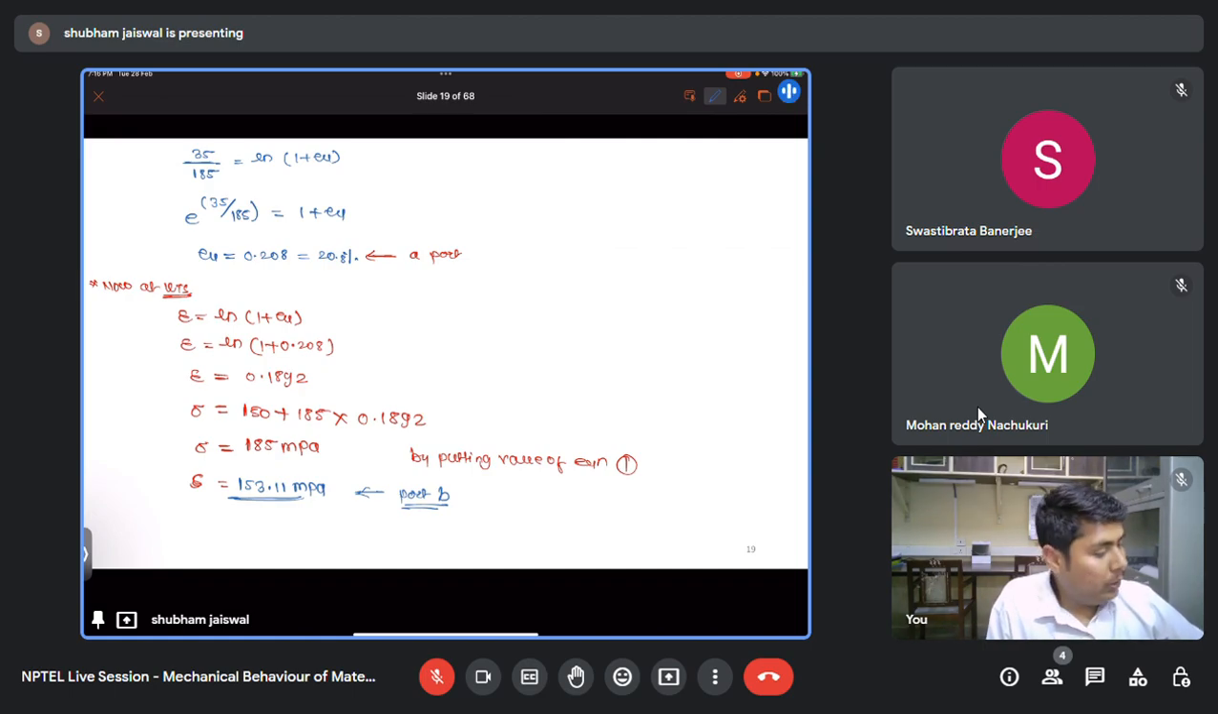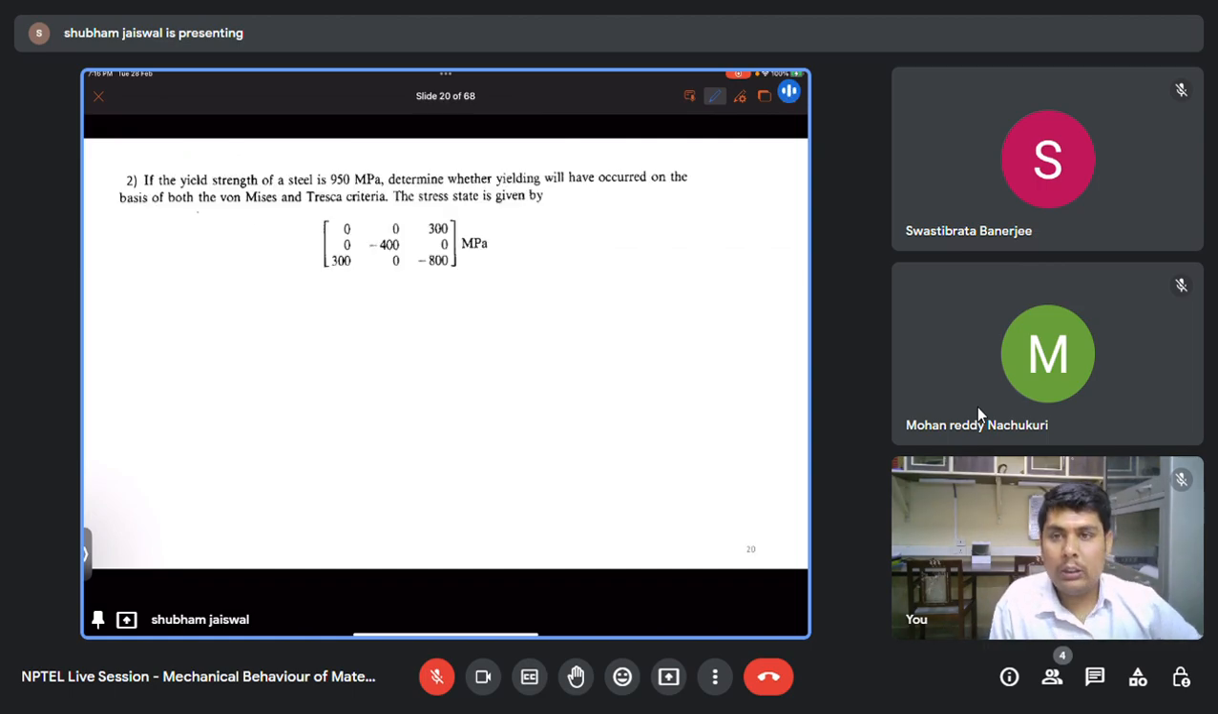Now moving toward the second question: if the yield strength of the steel is 950 MPa, determine whether yielding will have occurred on the basis of both von Mises and Tresca criteria. The stress state is given. Now you need to determine whether yielding will happen or not. So Swati Brata, you can try this question. It will answer your query. Yes, sir.